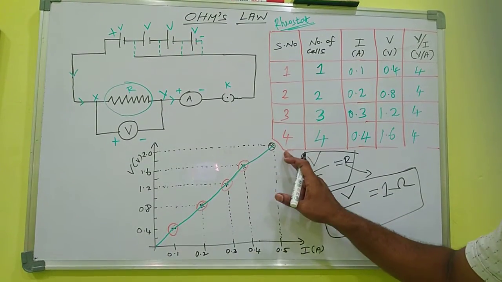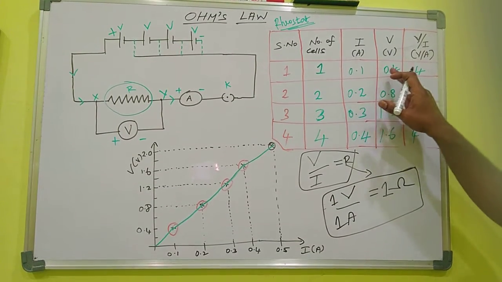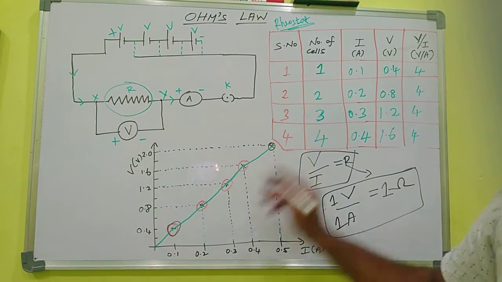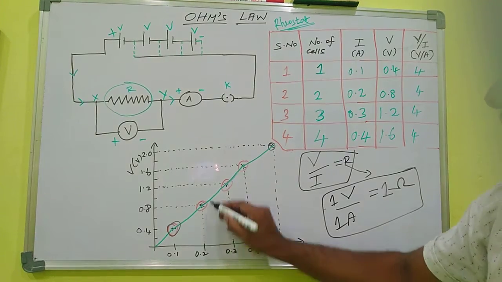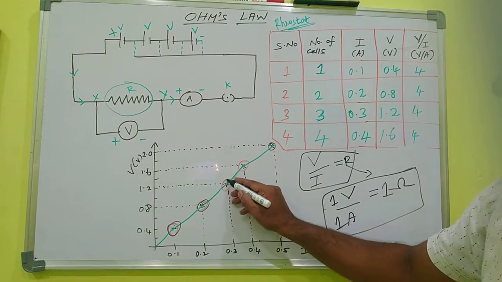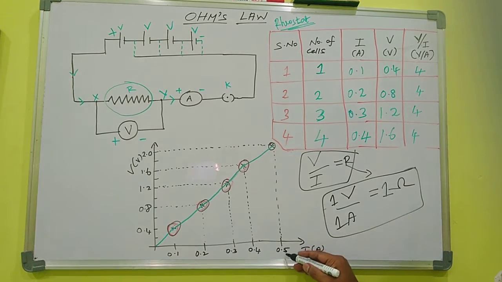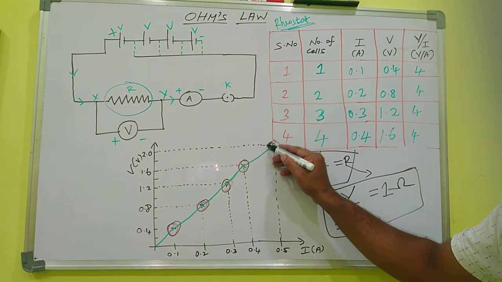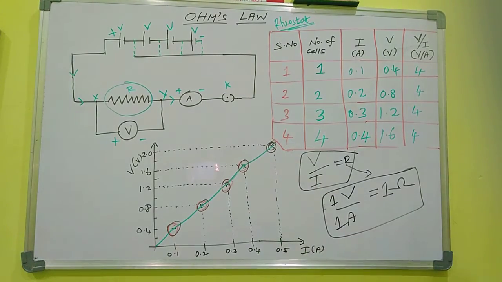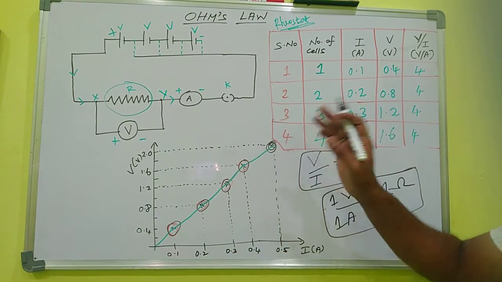So for the graph drawn, what is the value of V by I here? 0.1, 0.4. 0.1 is current, 0.4 is what? Potential difference. Next point 0.2, 0.8. The next point 0.3, 1.2. Next 0.4, 1.6. The last one is another reading I noted, 0.5, 2. So all these points are plotted in the graph, and when we join these points it makes a perfect straight line.